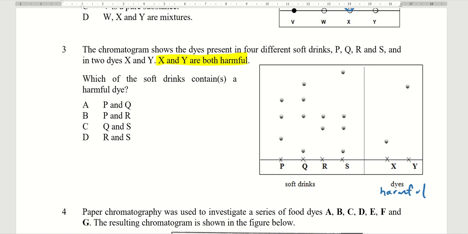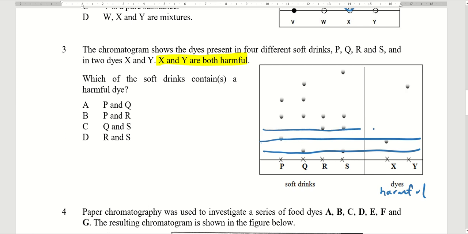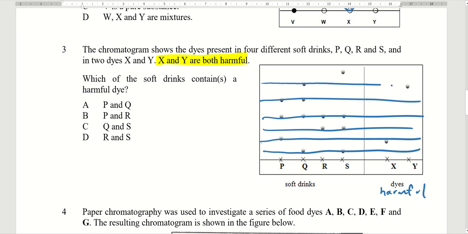Okay, so whenever you face such a question, the first thing you do is go and take a ruler and draw lines across to see whether any of them matches. Okay, so let me draw all the lines first. I'm using my free hand here, but you should be using your ruler. So why do I want to draw the lines like this?